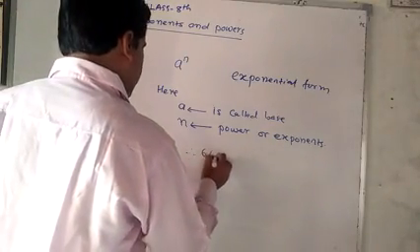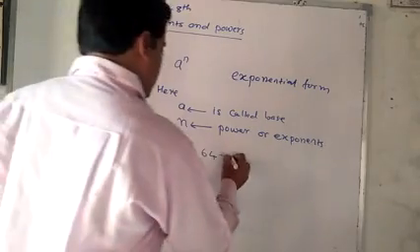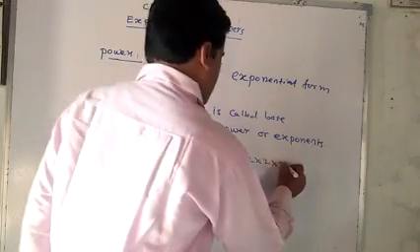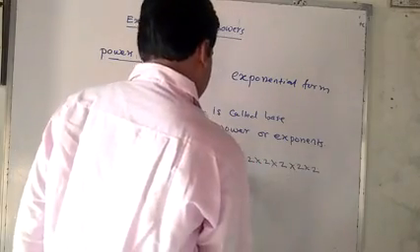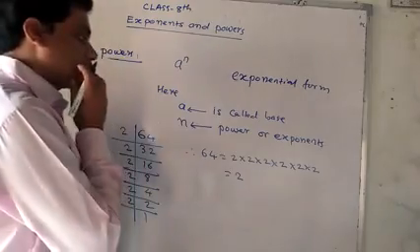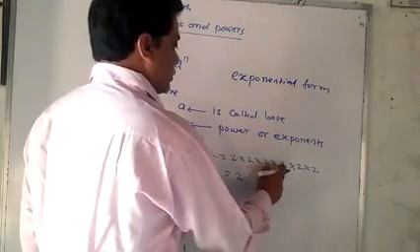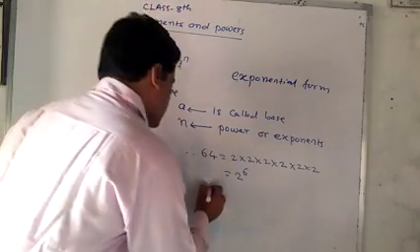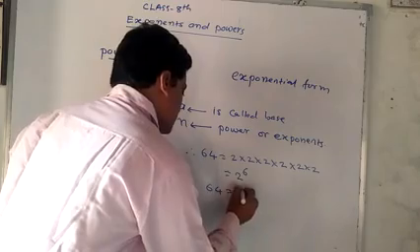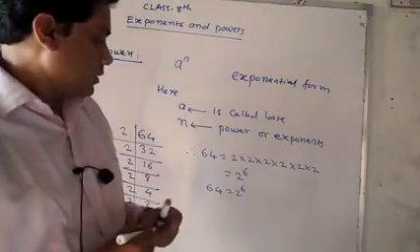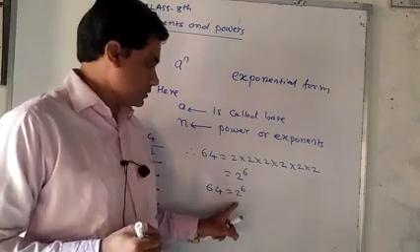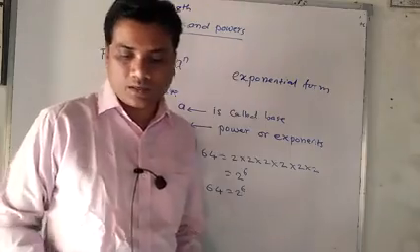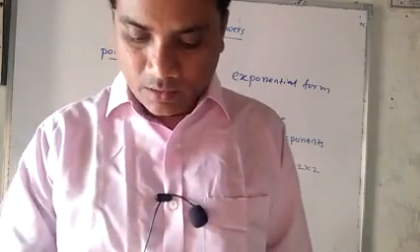Therefore, here we can write 64 as 2 into 2 into 2 into 2 into 2 into 2, means 2 raised to the power. How many times 2? 1, 2, 3, 4, 5, 6. So 64 means 2 raised to the power 6. Here 2 is called base and 6 is called power or exponent.